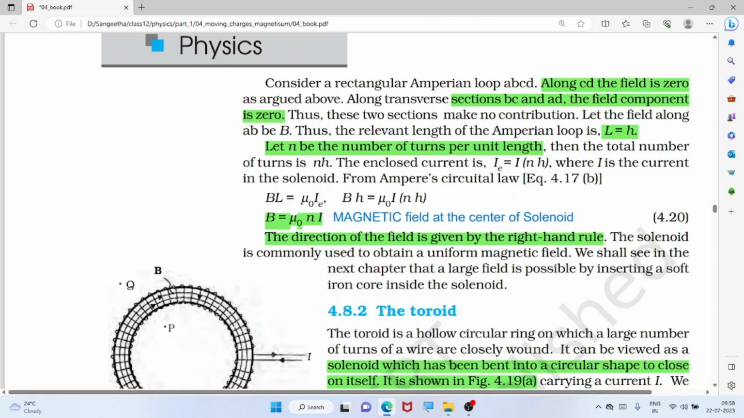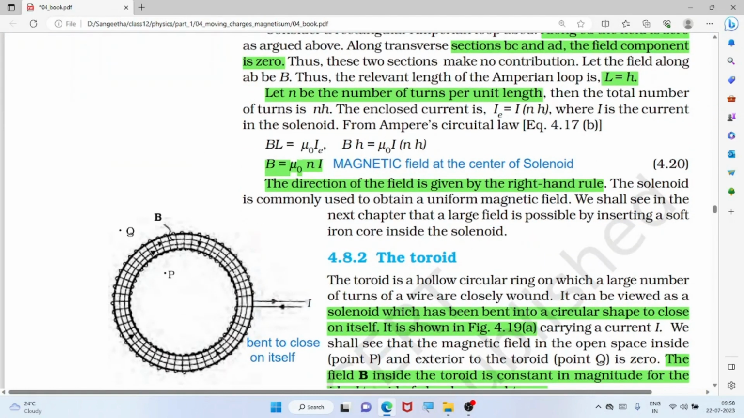So at the center of the solenoid, the magnetic field depends on the number of turns, that is turns per unit length. Magnetic field at the center of the solenoid, small n, you see, is turns per unit length. Small n is turns per unit length, not the total number of turns.